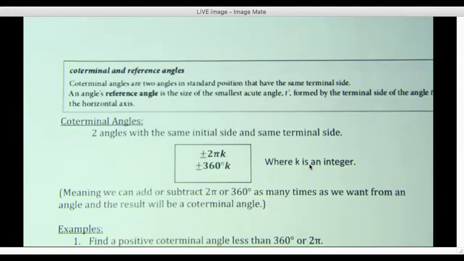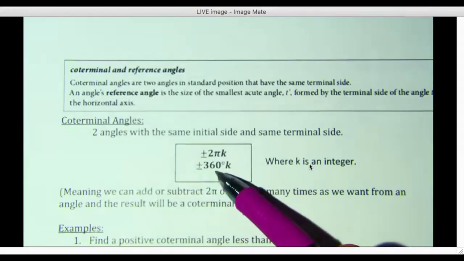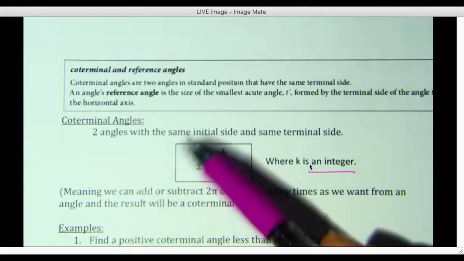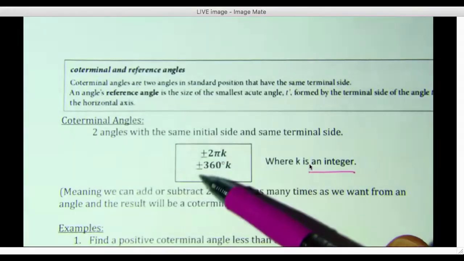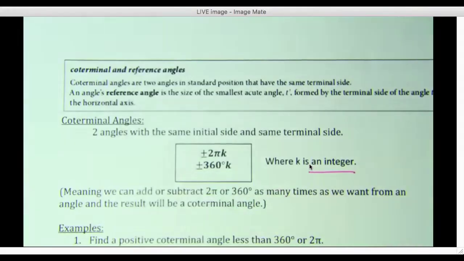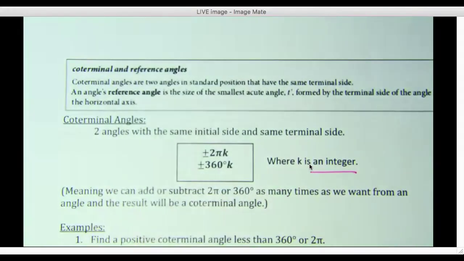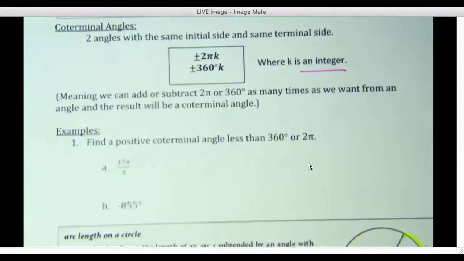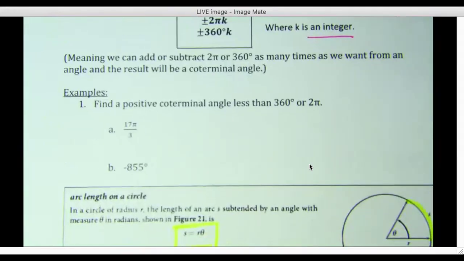So coterminal angles, you can add 2 pi or add 360 as many times as you want. That's what that k means, where k is an integer here. Or we could subtract 2 pi or subtract 360 as many times as we want, and that would give us a coterminal angle.